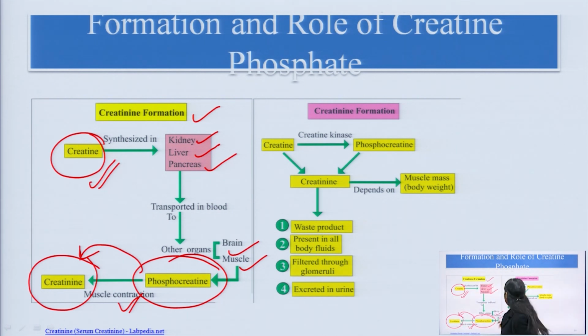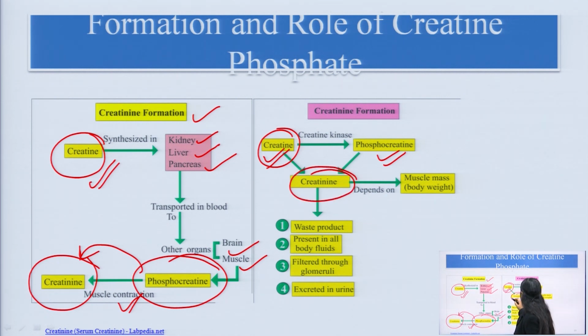So we can see here there is a chart. The creatine, which is the energy source, with the help of creatine kinase becomes phosphocreatine. Phosphocreatine is a stored form. Now this phosphocreatine can form creatinine whenever there is a contraction, liberating the energy, and creatinine is formed. This creatinine is a waste product, present in all body fluids, filtered out from the glomerulus and excreted in the urine.